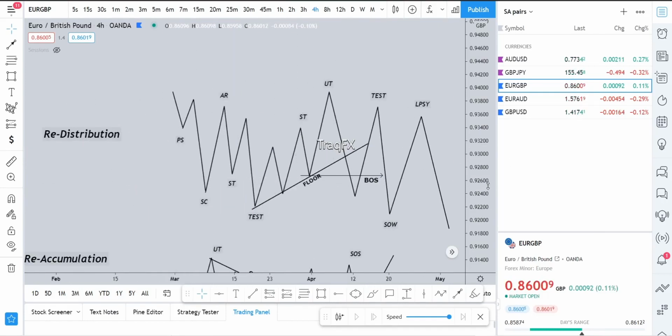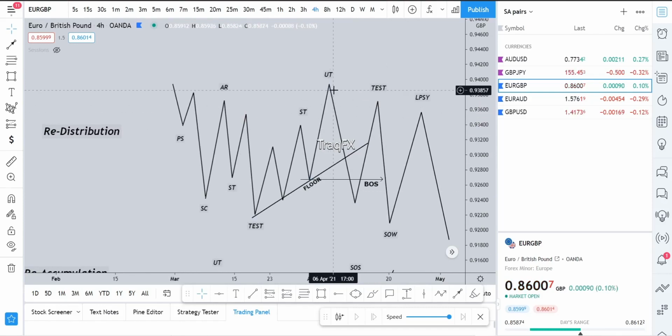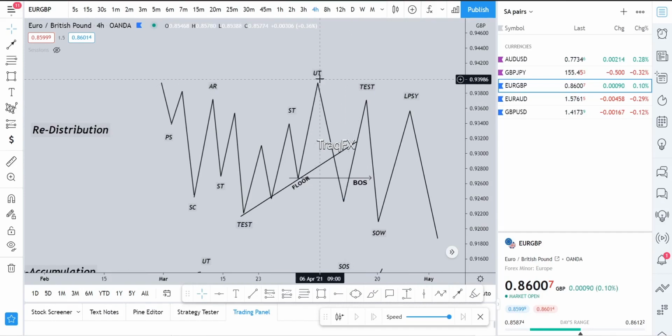Now, we are looking for a sell opportunity only after two things. Number one, price has to come down and break below this structure right here. This low has to be broken. So we need to see a BOS, and it has to break through this trend line.